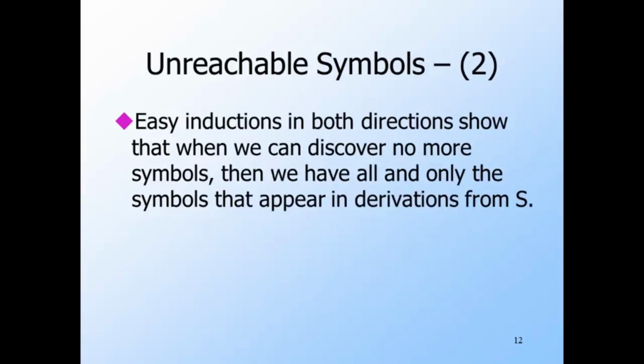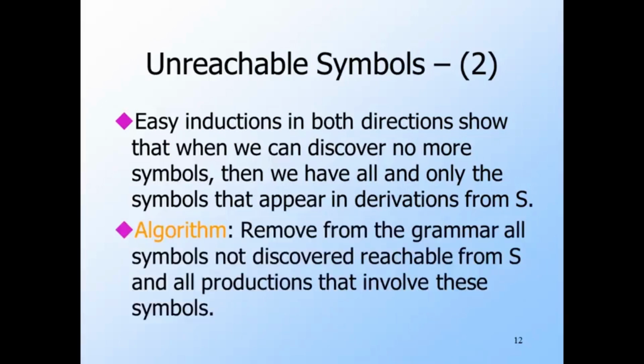It is an easy pair of inductions to show, first, that if we discover a symbol by this algorithm, then it appears in a sentential form derivable from the start symbol. Second, that if we do not discover a symbol, then there is no derivation from the start symbol in which it appears. We're not going to give the proofs here. But remember, our goal is to get rid of symbols that do not appear in the derivations from S. So after discovering all the symbols that do appear in a derivation, delete from the grammar all the productions that contain a symbol in either the head or body or both that does not appear in a derivation.